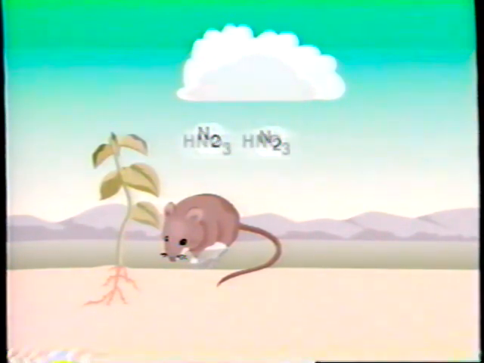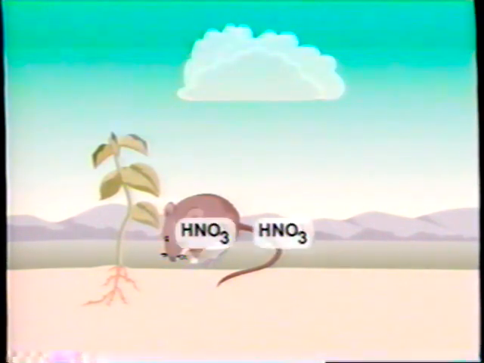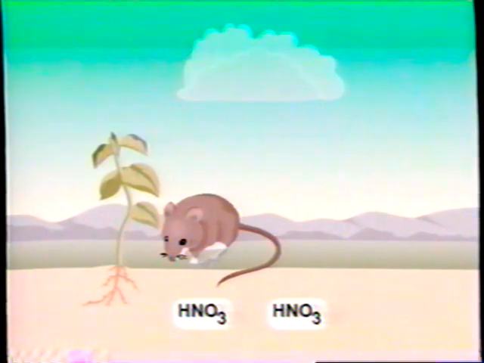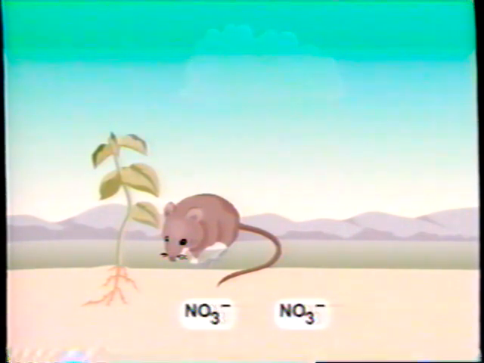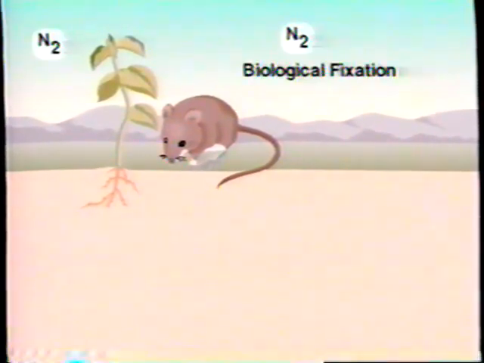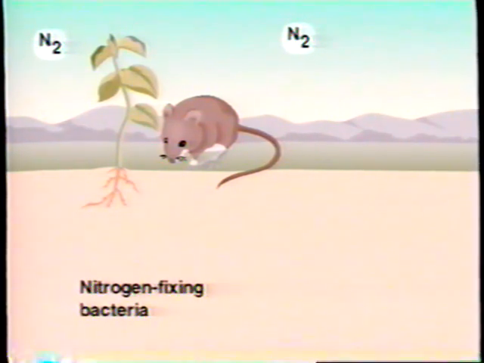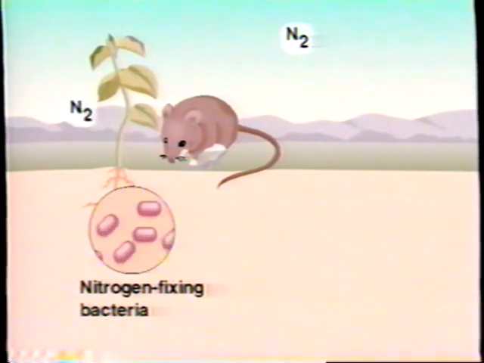Although both industrial and atmospheric fixation increase the pool of available nitrogen, the bulk of nitrogen fixation takes place as a biological process. Biological fixation of nitrogen is carried out by nitrogen-fixing bacteria. Some of these bacteria have a mutualistic relationship with certain plants and are closely associated with the roots of these plants. The nitrogen-fixing bacteria produce ammonia.